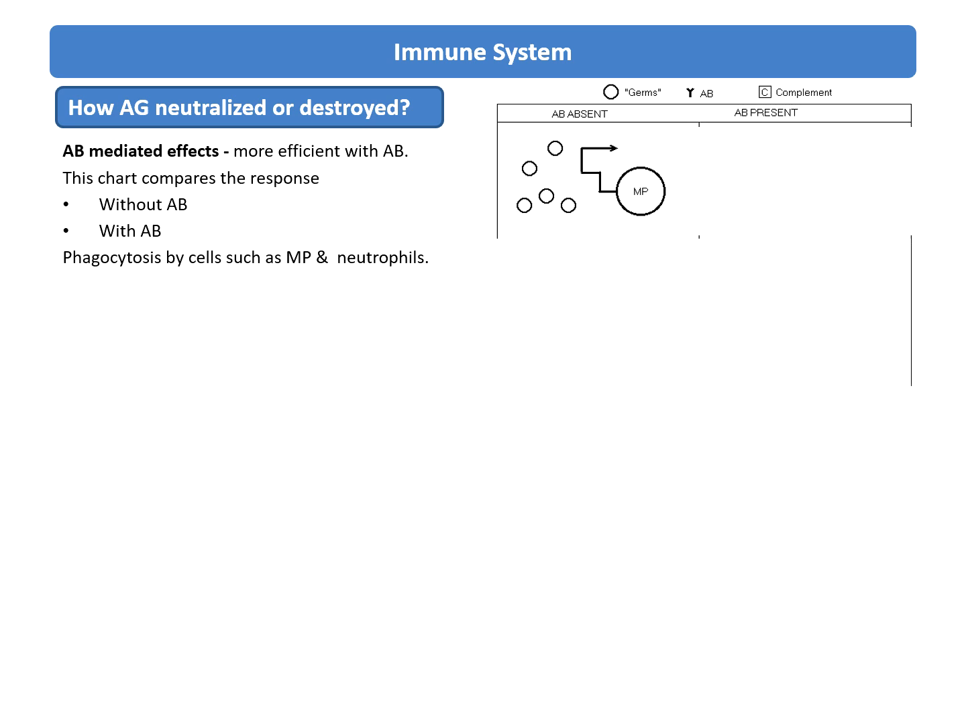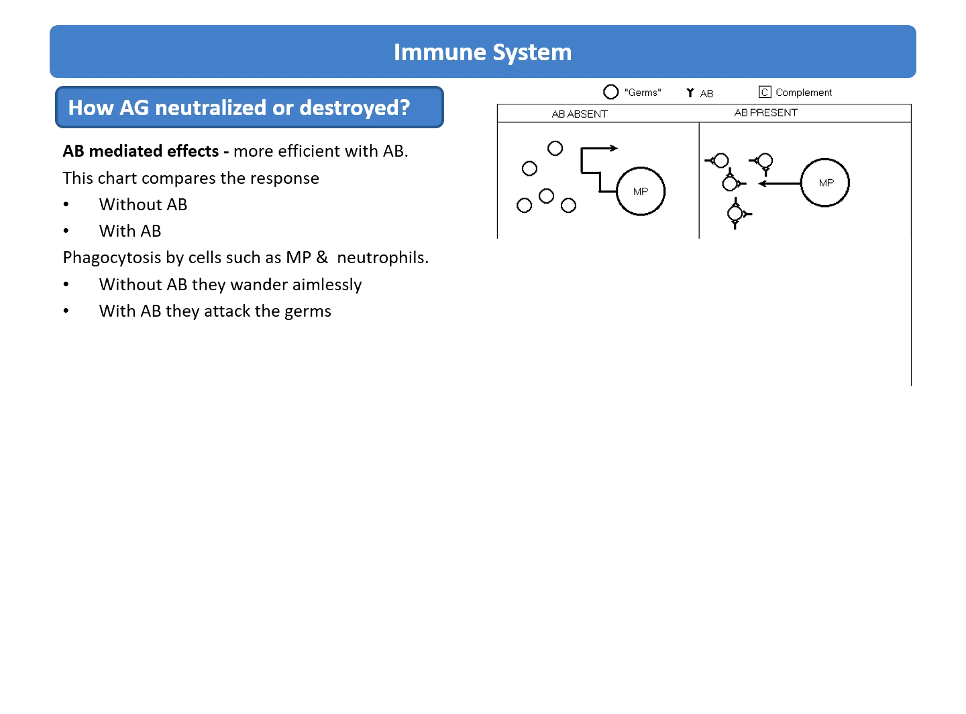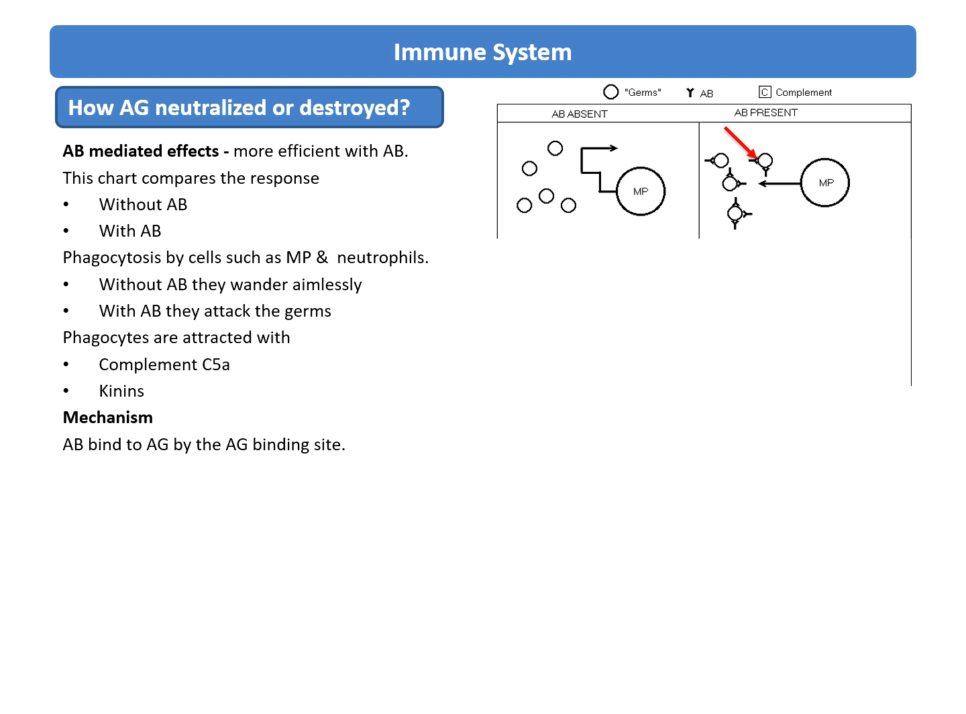Macrophages and neutrophils carry out phagocytosis. Without the antibodies, they wander around aimlessly, maybe accidentally coming across a germ, an antigen, and destroying it. But with the antibodies, they know exactly what to do. They attack the antigens, the germs. Phagocytes are attracted with complement C5a, with kinins, and with other substances, and it works something like this.